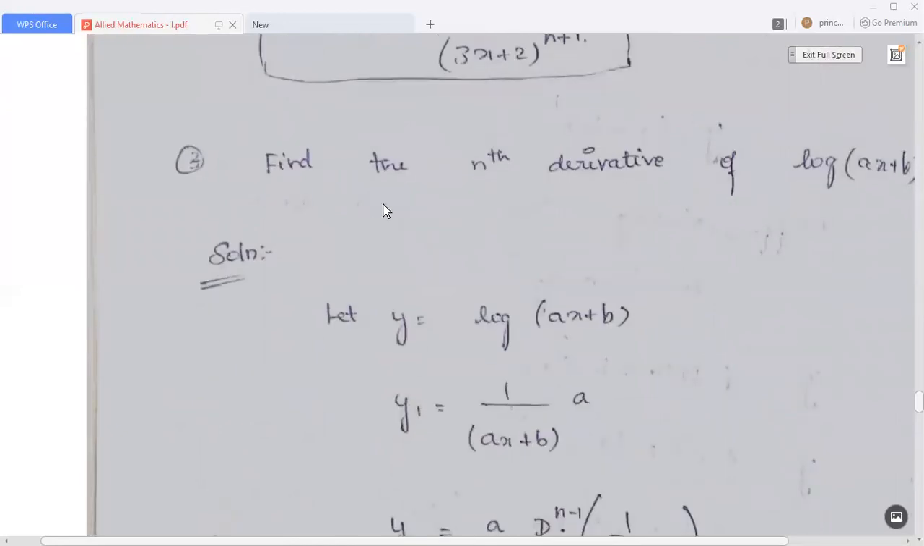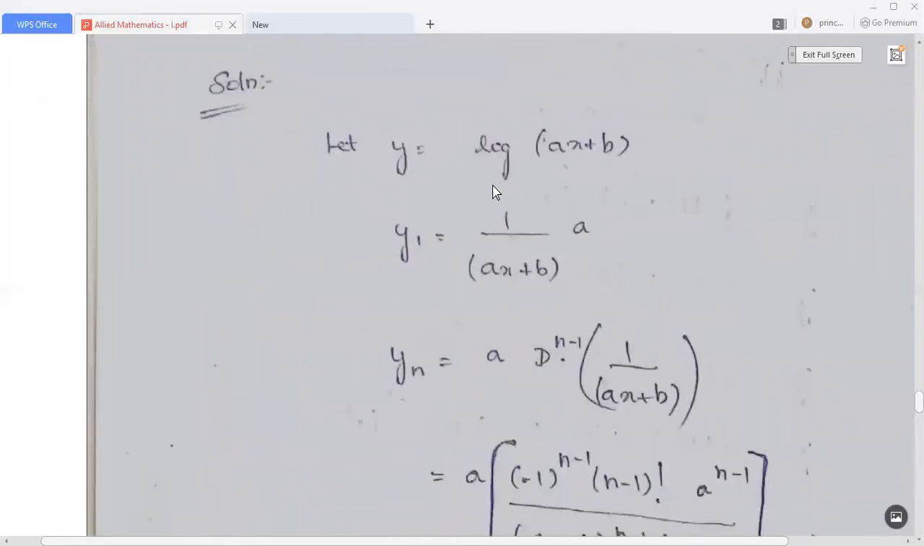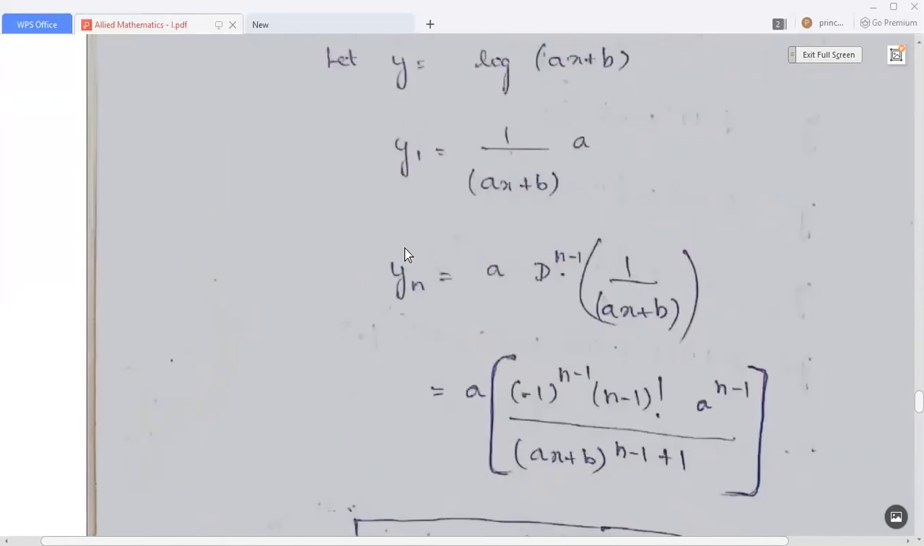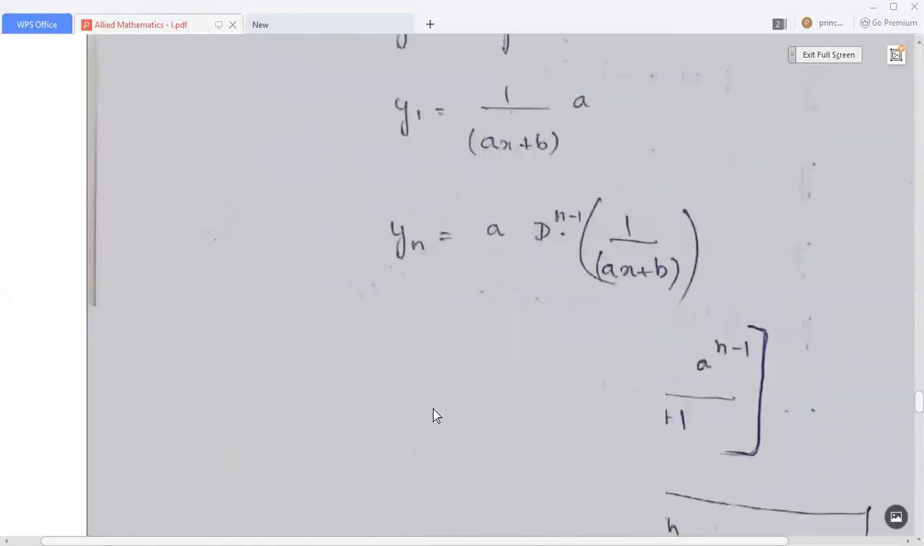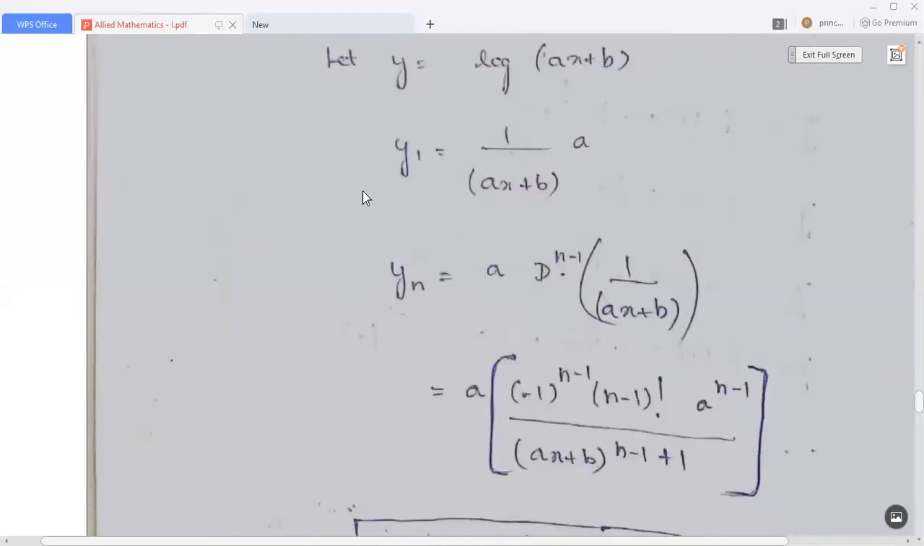The next one, find the nth derivative of log(ax+b). First you take the given function as y, that y equal to log of ax plus b. Now we find the first derivative, that is y1 is equal to, when you differentiate this log(ax+b), we get 1 by ax plus b into, if we differentiate ax plus b, we get a. So a by ax plus b. So we have obtained the first derivative. Then we have to find the remaining n minus 1 derivatives.